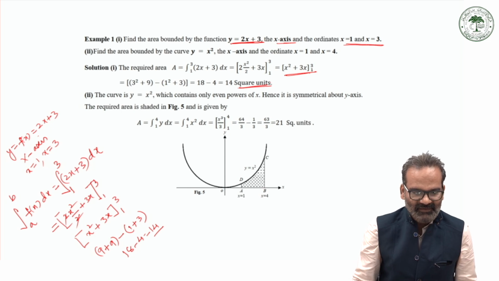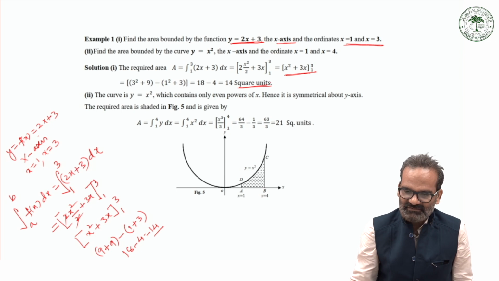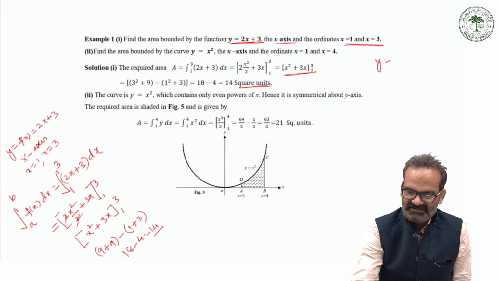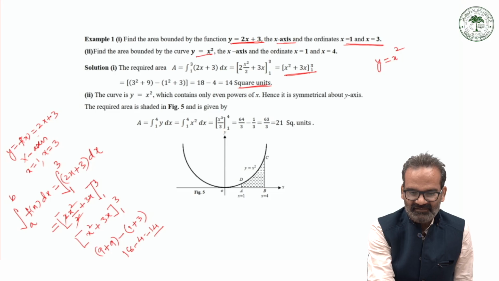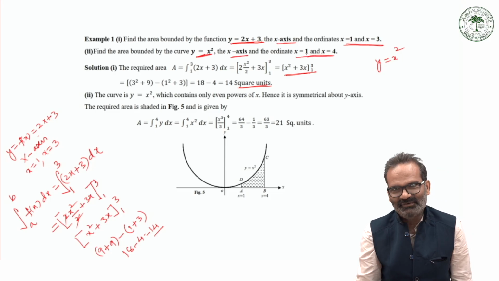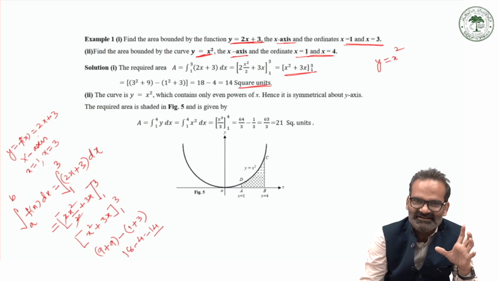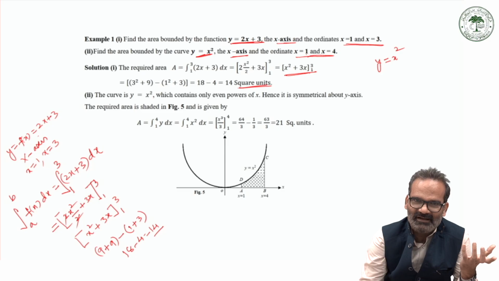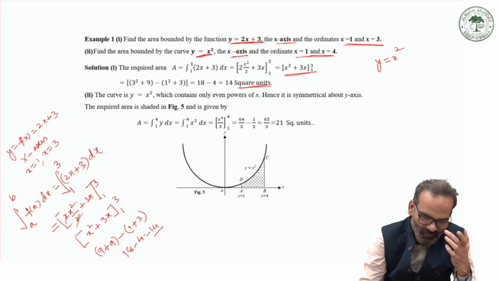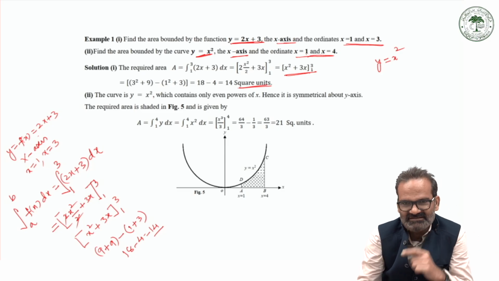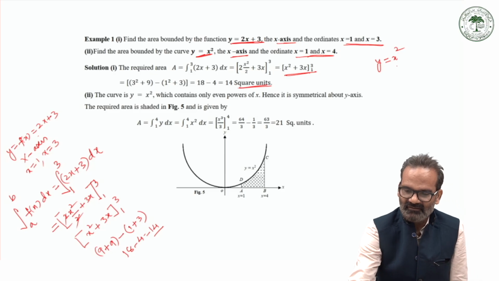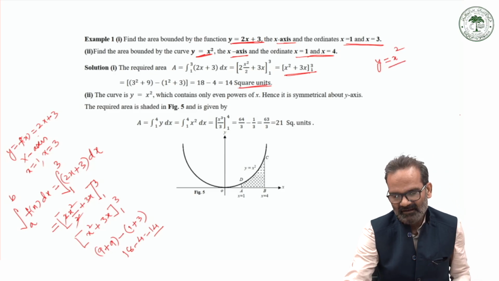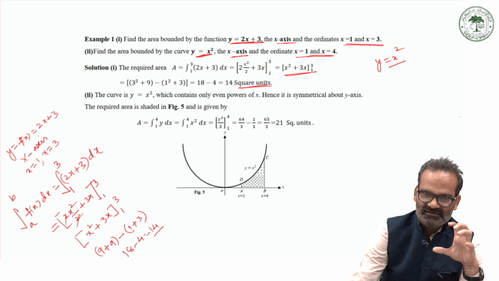Likewise, take another case. Find the area bounded by the curve y equals x square. Look at this. This is your curve. The x-axis, the curve is given, the x-axis is given, and the ordinates are also given, right? So all the 3 terms are given, right? And you know the formula to calculate its area. But before calculating the area, you know this is the figure of the curve y equals x square. You can try to draw this figure yourself at home.